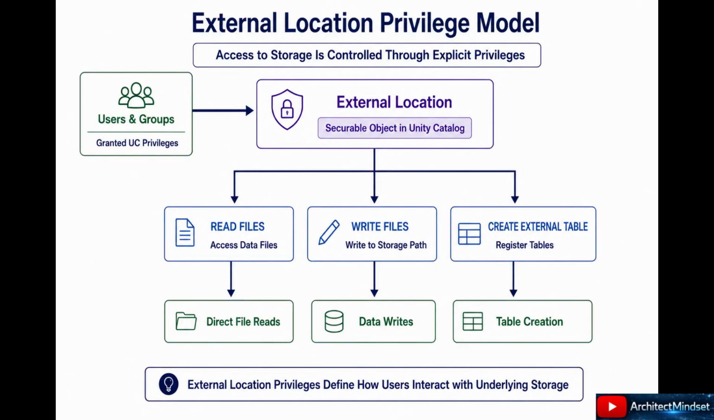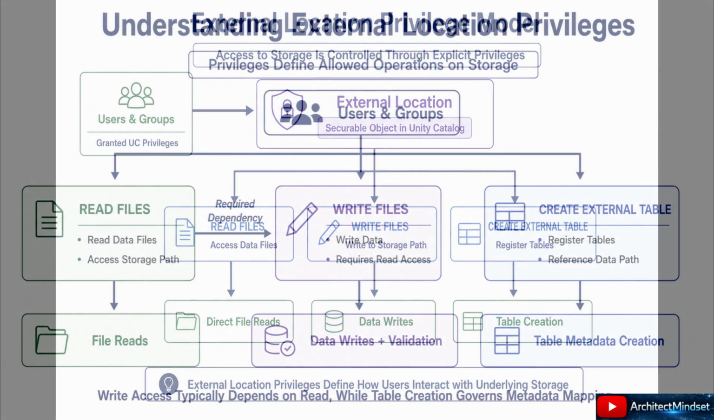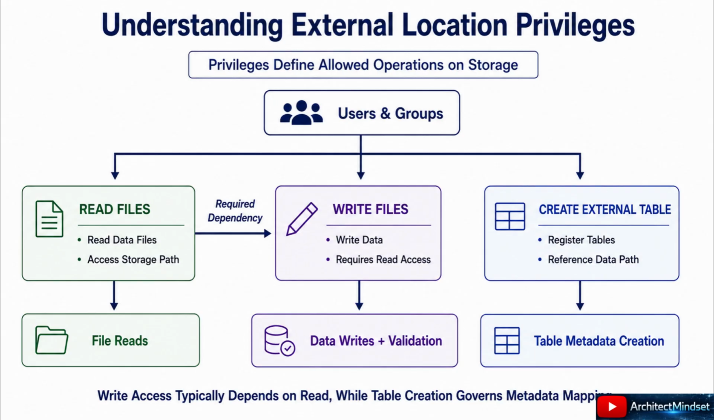External locations are securable objects, which means Unity Catalog privileges can be granted on them. The most important privileges to understand are read files, write files, and create external table. These privileges control whether a user can read files directly, write files directly, or create external tables that reference the location. Read files allows a user or group to read the files under the external location. Write files allows writing to that location, but write access usually requires read access as well because Databricks must perform metadata checks and path validation.